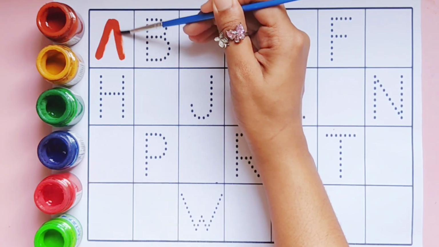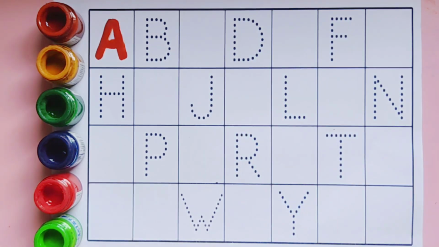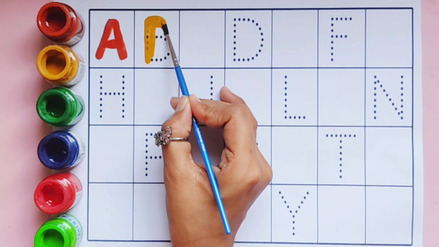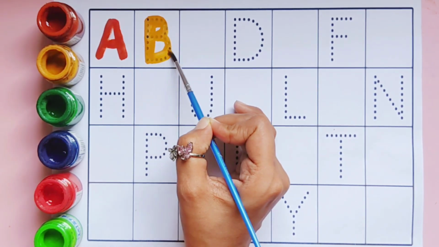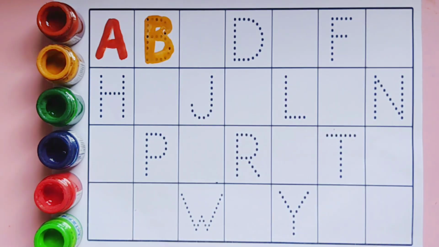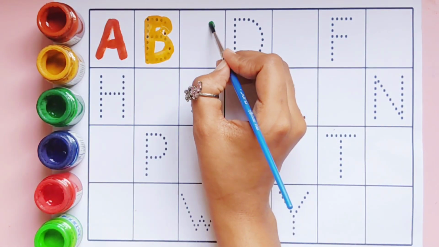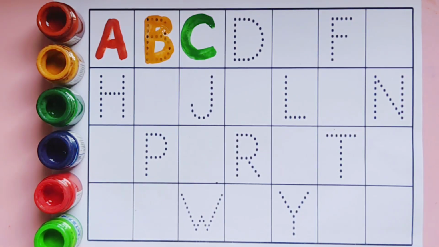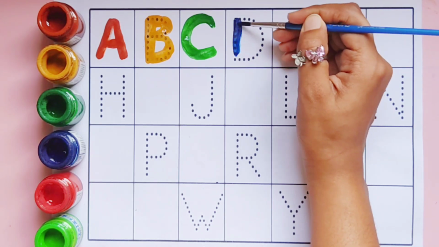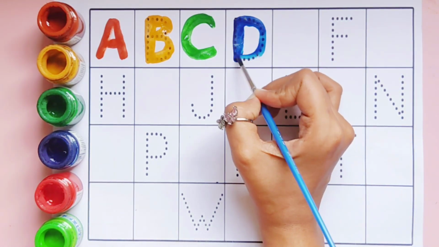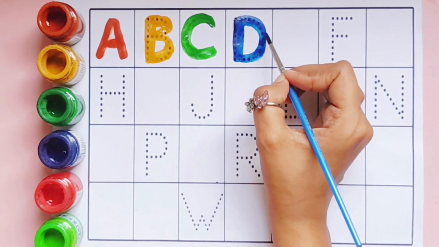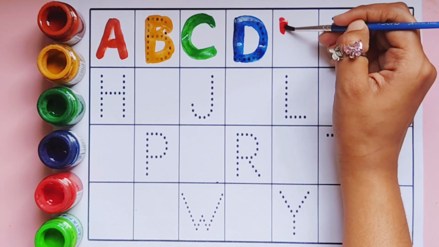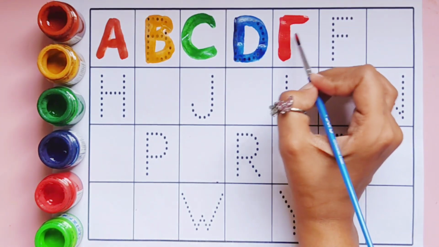A for apple. B for boy. C for chocolate. D for dinosaur. E for eagle.